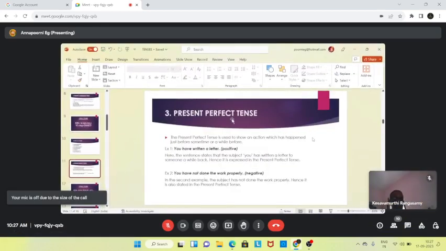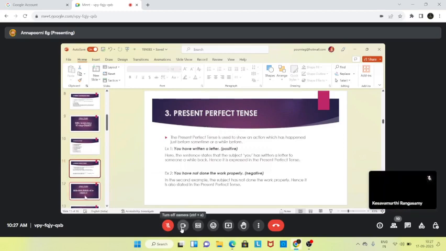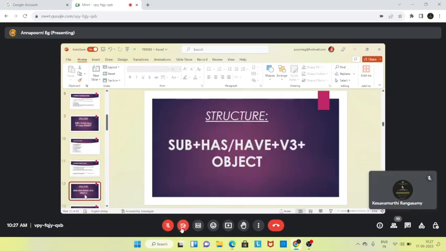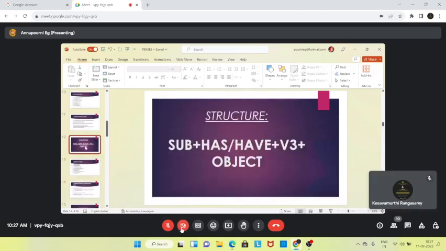Okay, so sometimes sentences might be positive or negative. That doesn't matter. Present perfect tense is used to show an action which has already happened a few minutes or a few hours before. The structure of the sentences is subject plus has or have plus V3 form of the verb plus object. So V3 means, for example, write, wrote, written. So written is the V3 form of write.